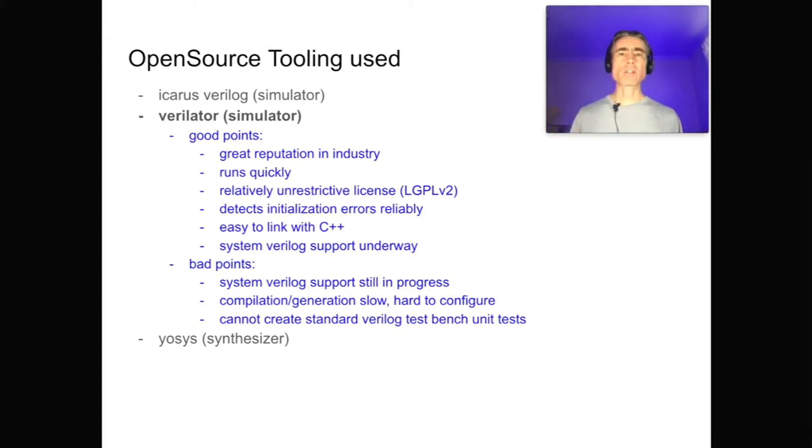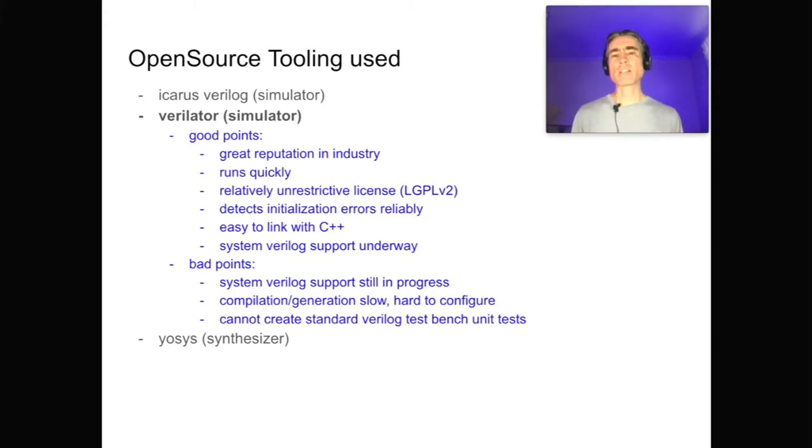I find that it detects initialization errors reliably using the random initialization. It's easy to link with C++, which is great for when we're running PyTorch against our simulated GPU, and SystemVerilog support is underway. Bad points: the SystemVerilog support is still in progress.